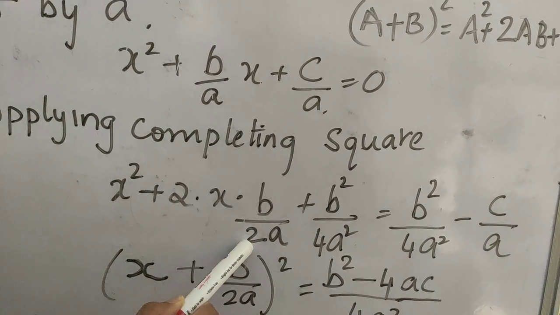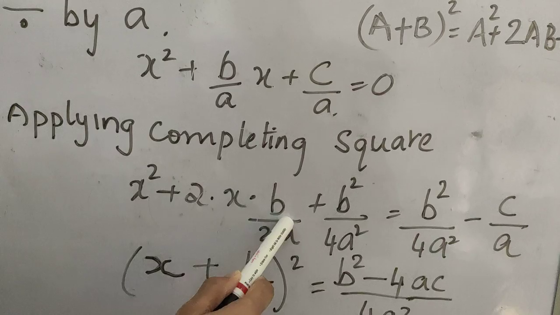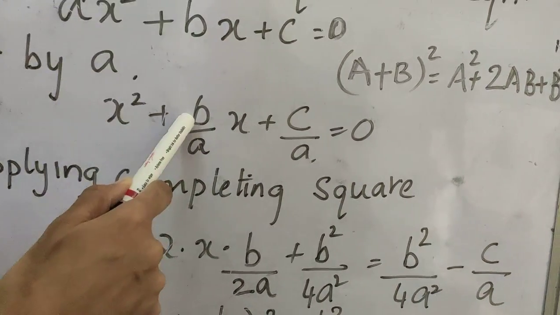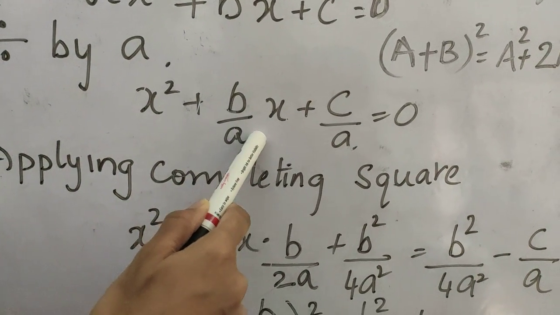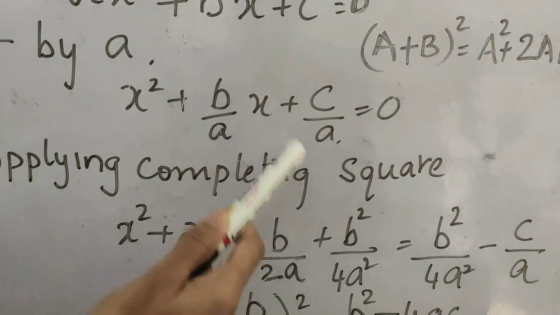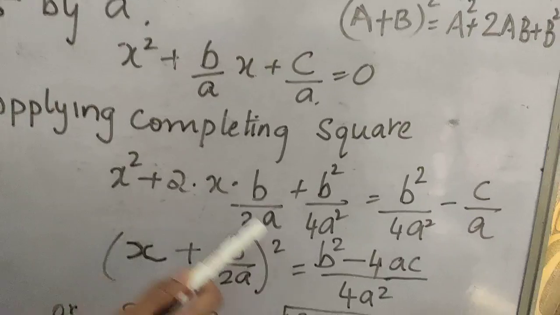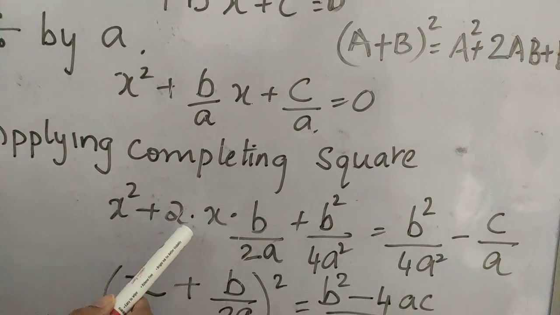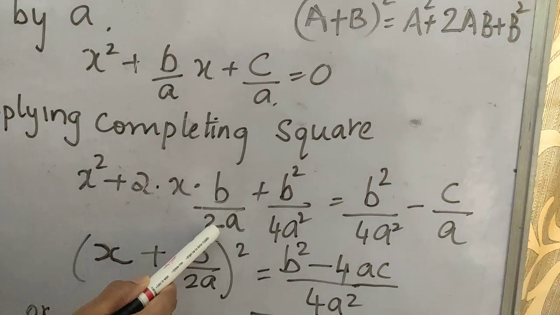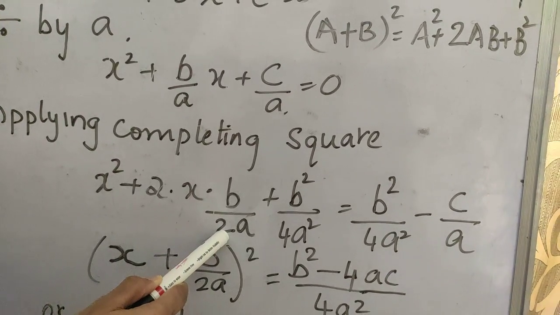Why did I put this 2? Because ultimately it should cancel and you should get b by a x. The original equation shouldn't get disturbed. That's what I said, we should add and remove certain numbers or terms. So we are including 2, and to remove it we are writing by 2a.